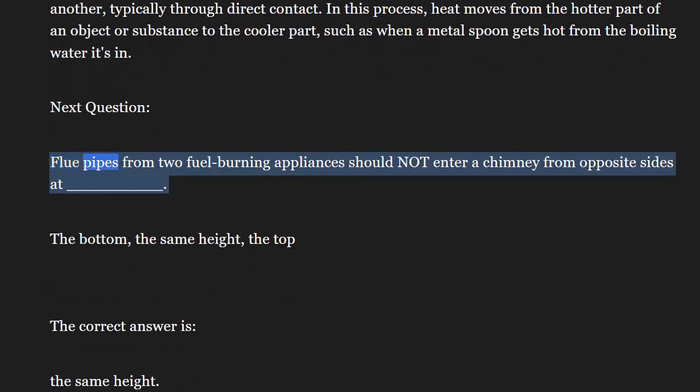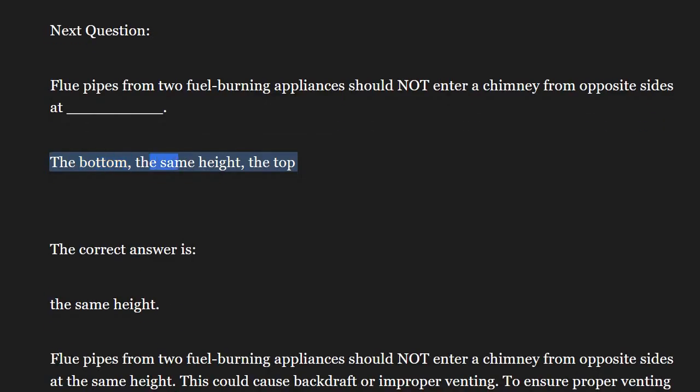Next question. Flue pipes from two fuel-burning appliances should not enter a chimney from opposite sides, at the bottom, the same height, the top.